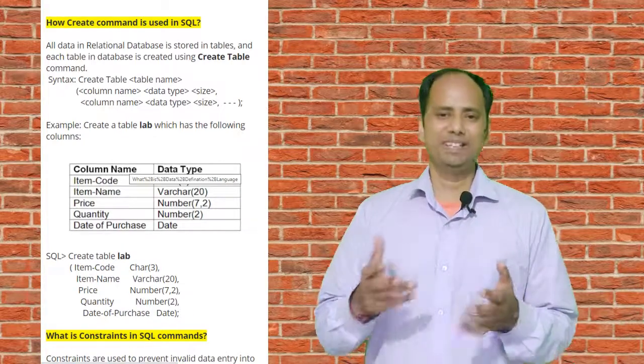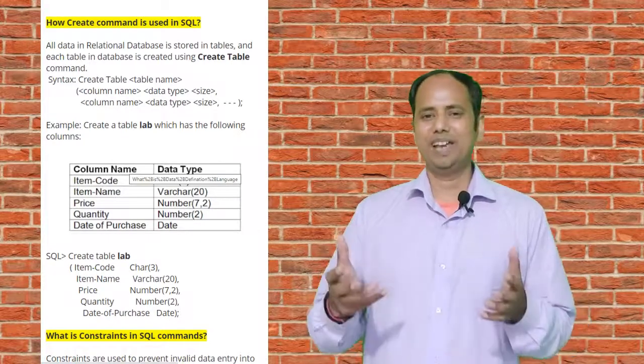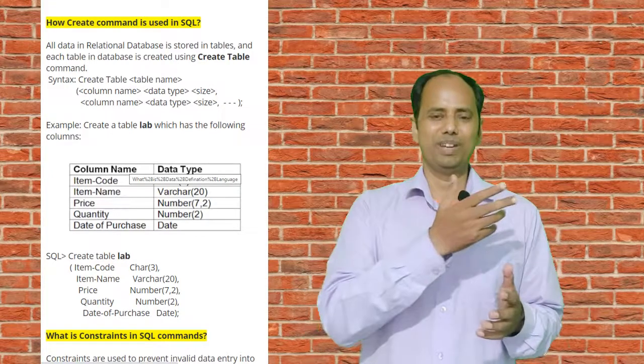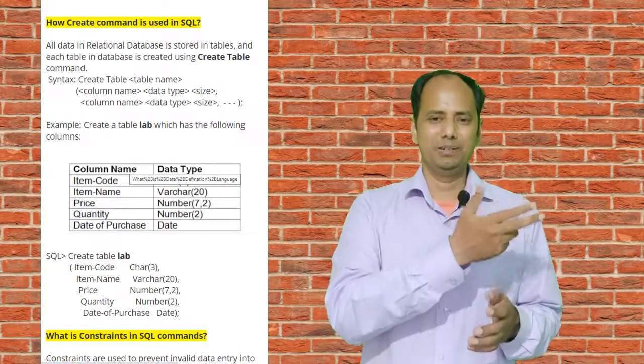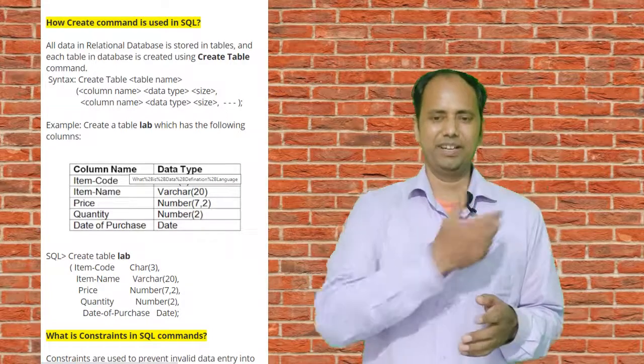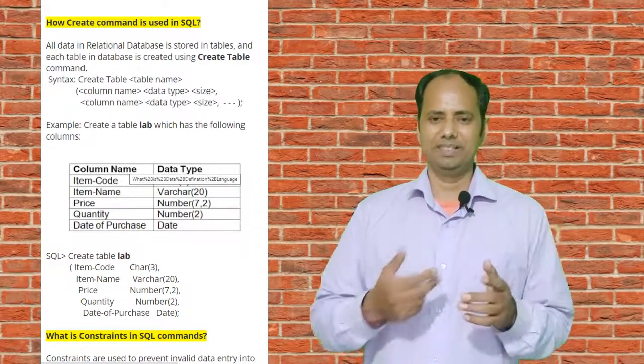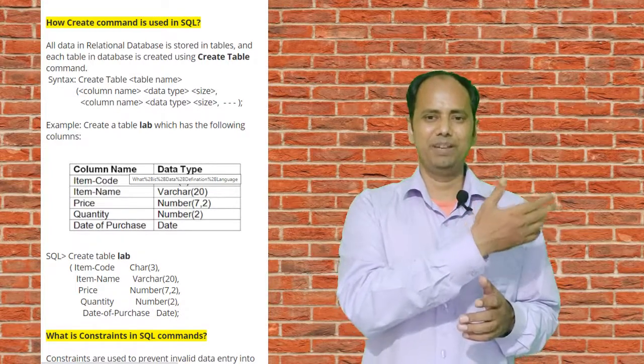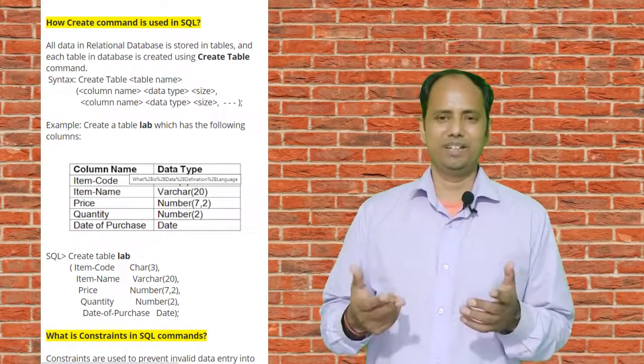So how will we write it as an SQL command? In an SQL command we will write it this way: first of all we will write create table and the table name. We are taking this name here, and next we will write the column names and data types, and this way we design a table.